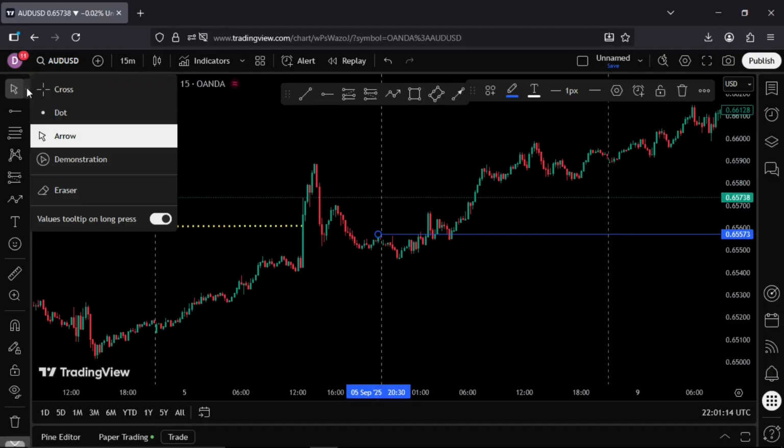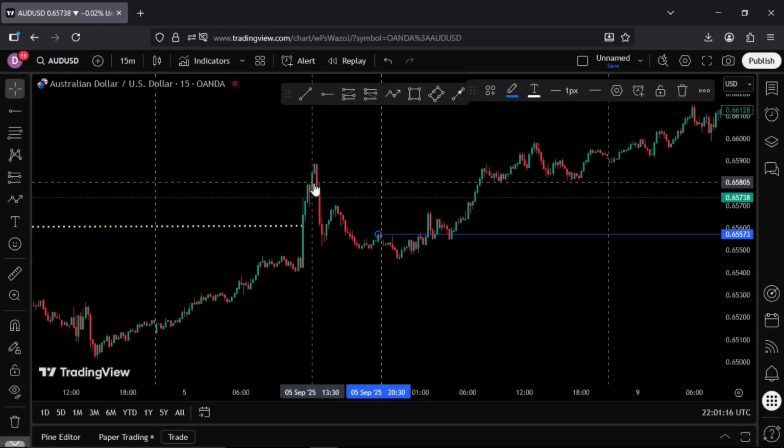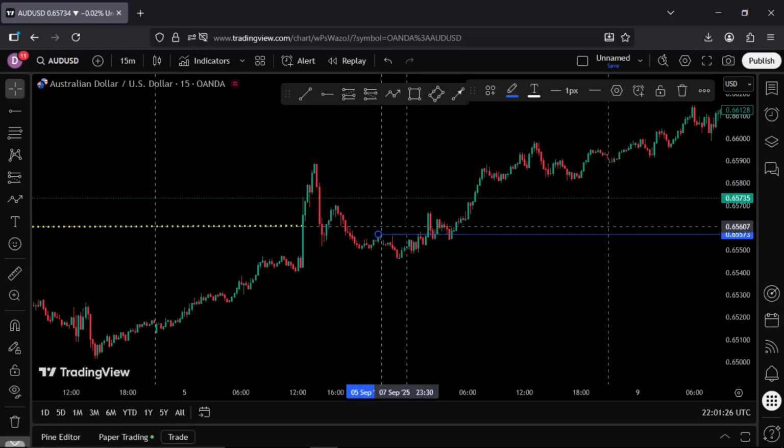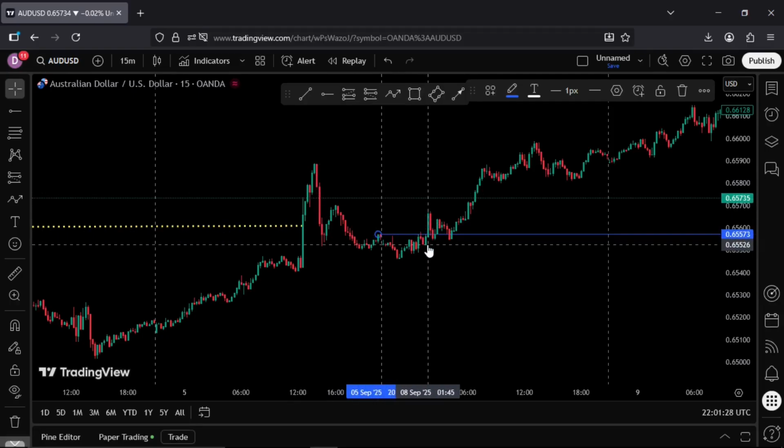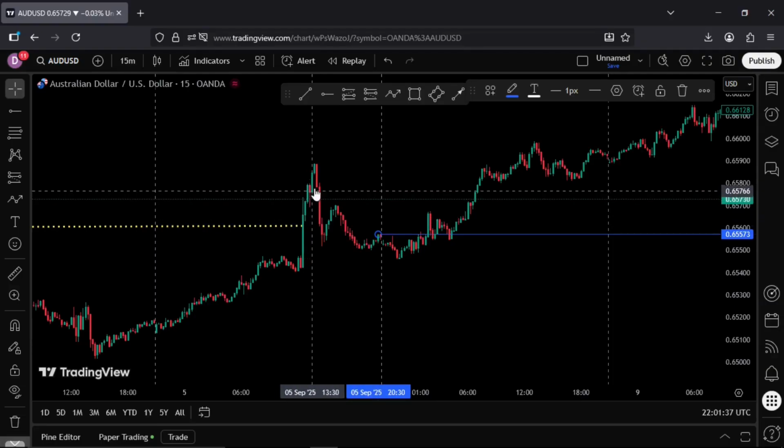So let me get my cross. The trend started all the way from up here. It was 5th September 2025, and it says 14, which is 2 p.m. Then we got a break on 8th September 2025 at 1:45. All right, so like I said, guys, this right here takes time.